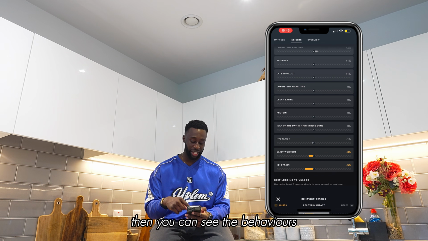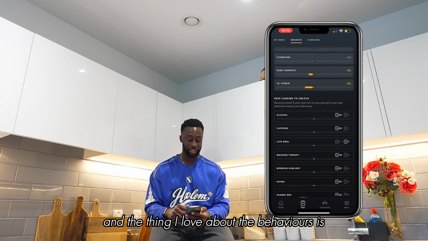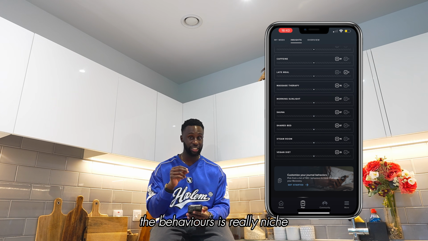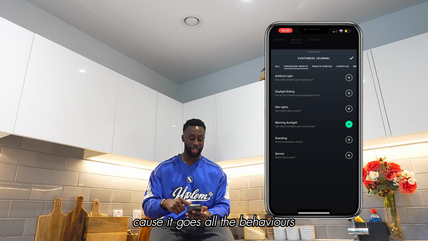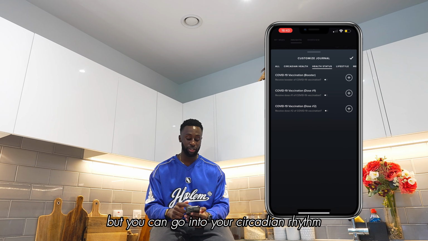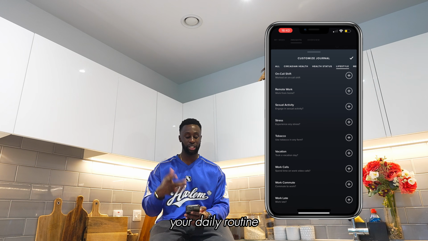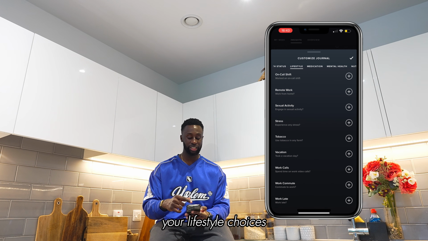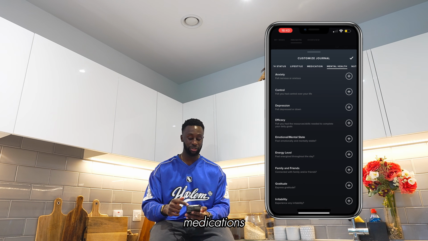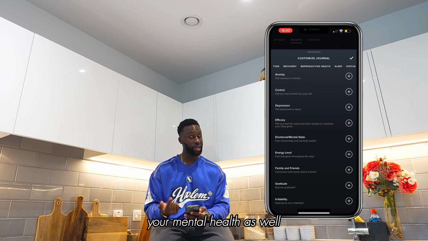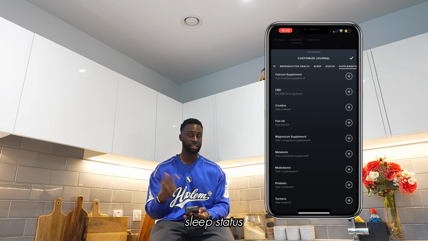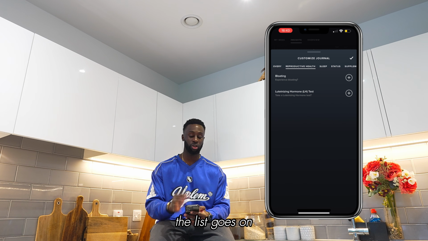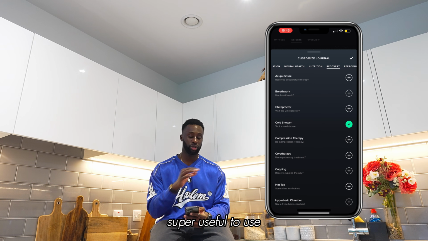Then you can see the behaviors, and the thing I love about the behaviors is that they're really niche. You can go into serious detail. You can go into your circadian rhythm, which is like your daily routine, your lifestyle choices, your medications, and how that's affecting you, your mental health as well, nutrition, recovery, sleep status, supplements, etc. The list goes on, and I find these super useful to use.